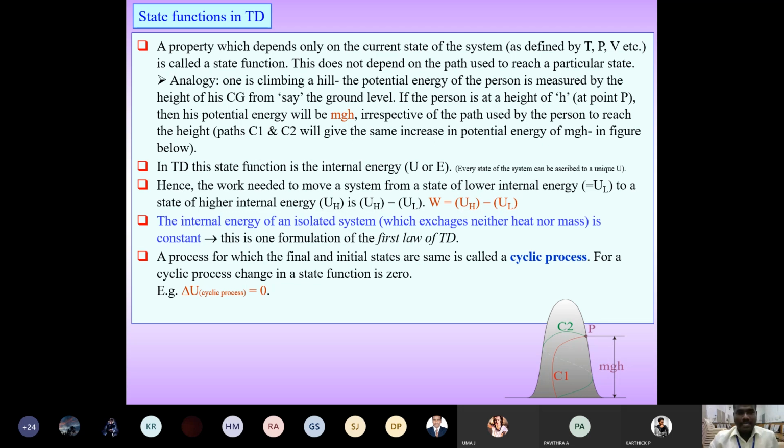For a cyclic process, the change in state function is 0. So there is no change in the pressure. P initial and P final will be the same. The T initial and T final will be the same. There is no change in state functions. Also, delta U, in the sense of internal energy, is also 0. There is no change in internal energy for the cyclic process.